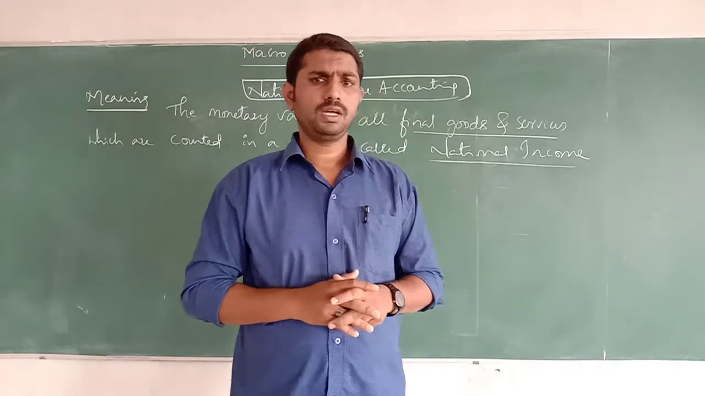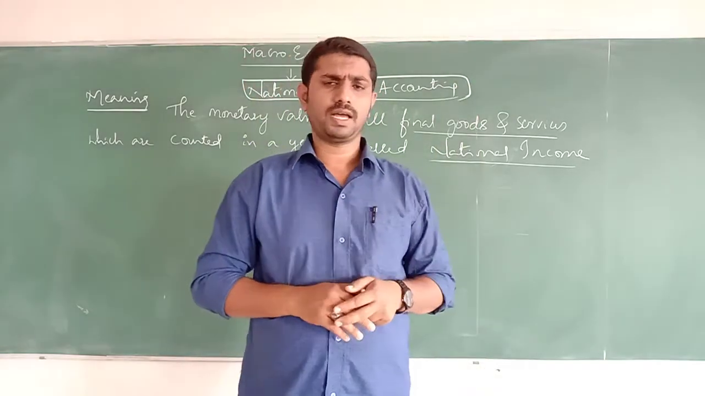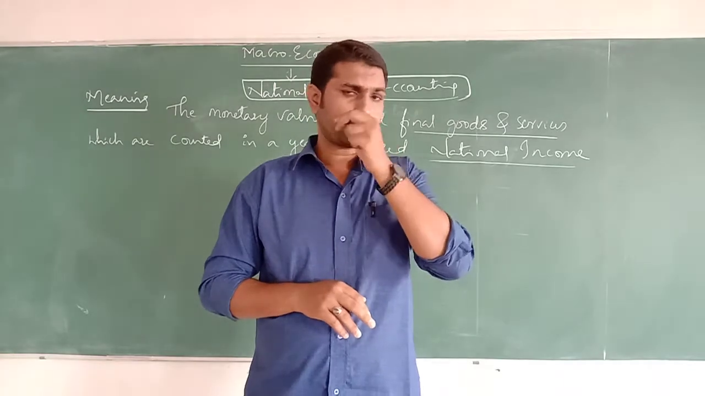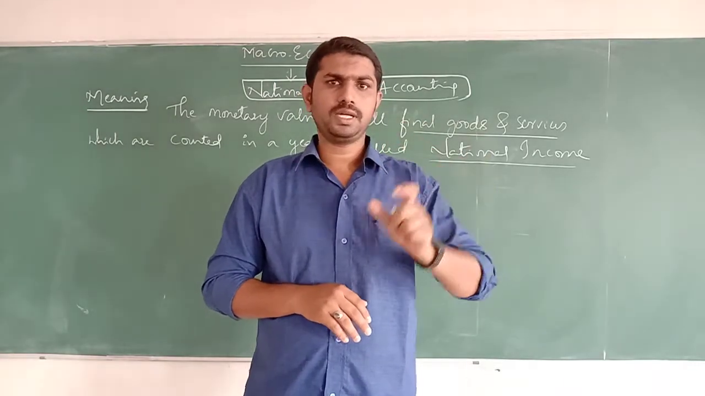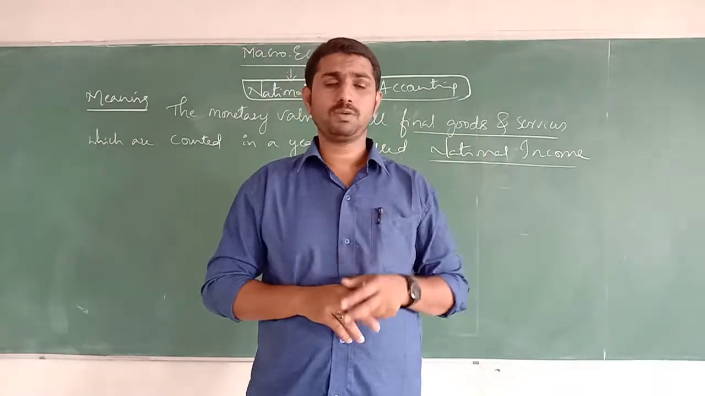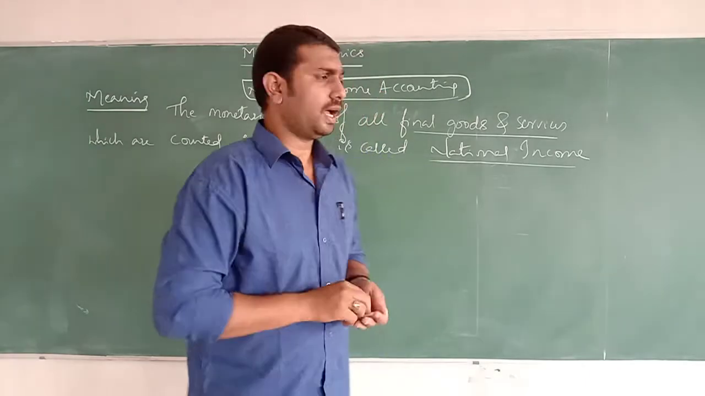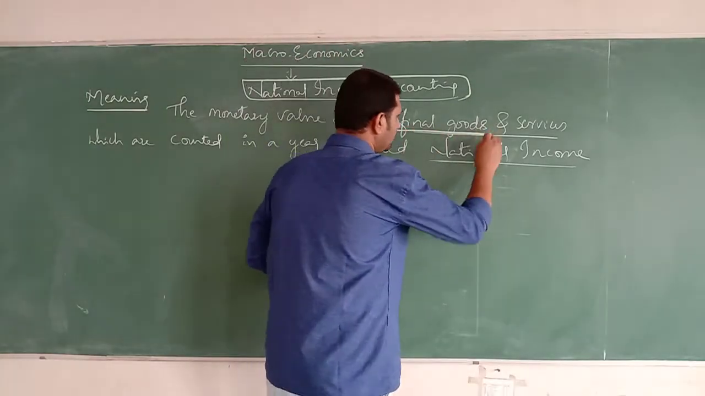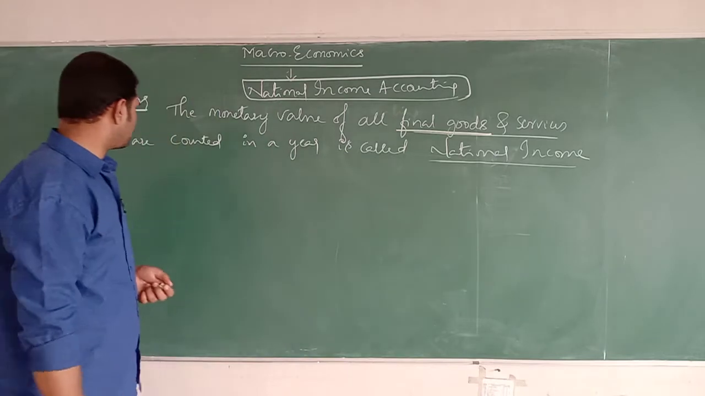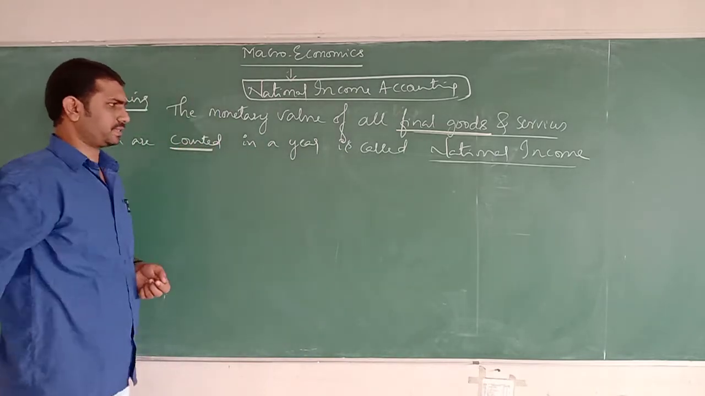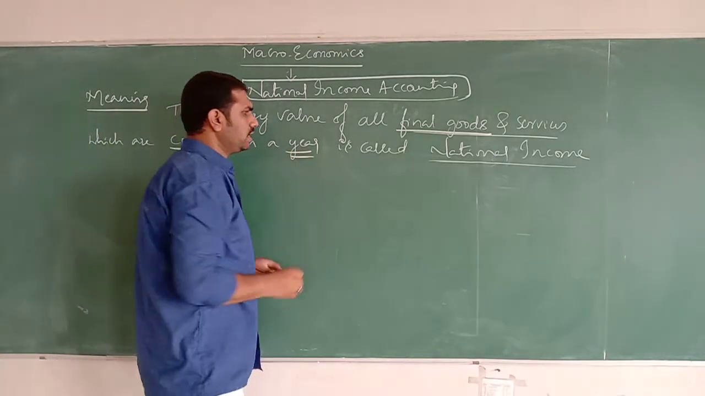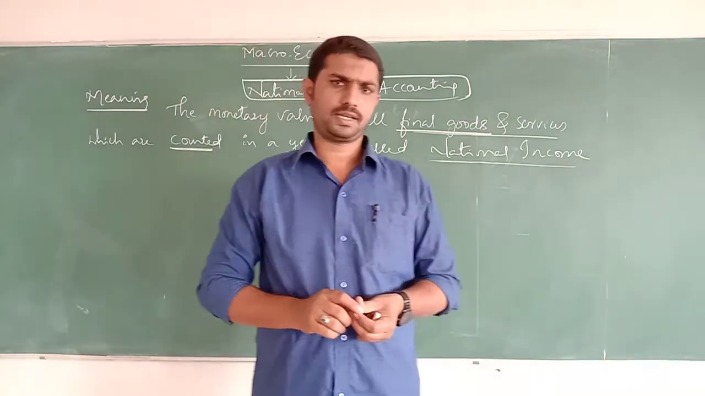Now coming to the word, there are n number of goods in the market, and we are concerned only with the goods which are taken into consideration while calculating national income. Which good is that? Final goods and services, which have been counted in a year. That which is counted in a year is called national income.